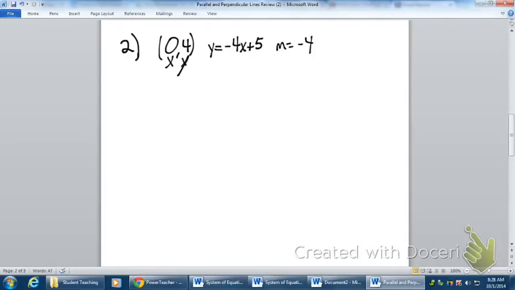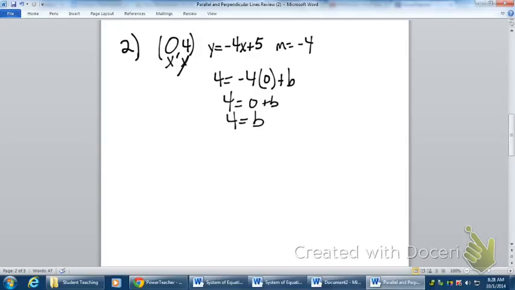Okay, we're going to plug in our x and our y because we know our slope is -4. So my y is 4. My slope is what? My x is what? My b is what? Good. -4 times 0 is 0. So you're left with 4.